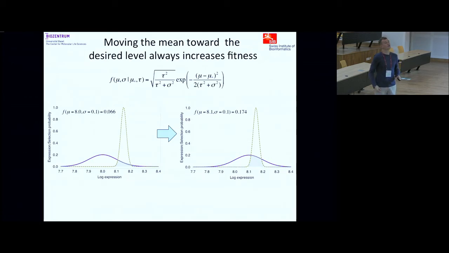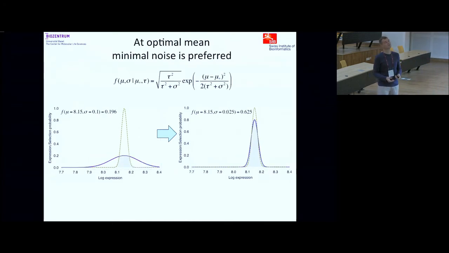Okay? So the first thing is that if you have a promoter that has the wrong mean, you can always increase your fitness by putting your mean closer to the target level. All right? So when mu of the promoter moves closer to mu star, as in here, the area under this curve will always go up. That's sort of obvious, but I'm just pointing it out.